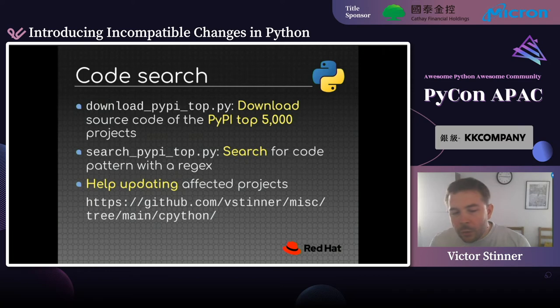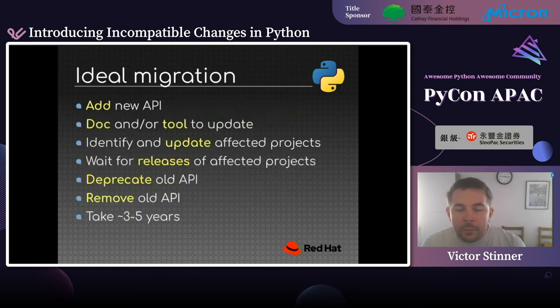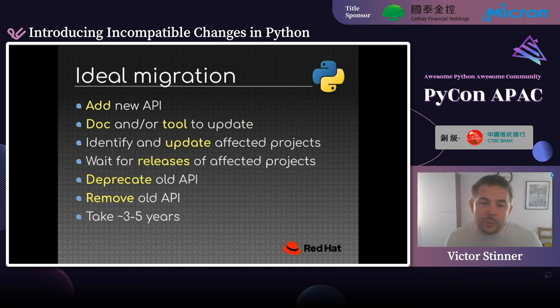What I'm trying on my side is to help people to update the project. And as I said, it's also helping me to explain in the Python documentation how to update your code. And if you have to keep a single slide from my presentation, this is the most important one. This is the ideal migration according to me. So the ideal migration starts by adding a new API, obviously. Write documentation to explain how to update the code. Or if possible, that would be even better, to provide a tool to update your code. So to run an automated tool so people don't have to do this job of detecting the affected function and modifying the function one by one.